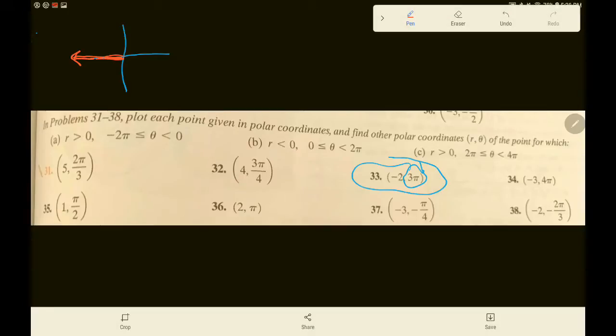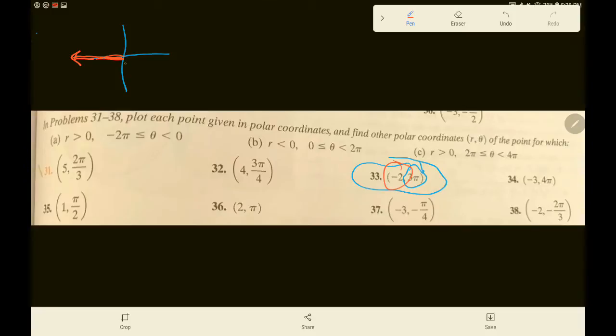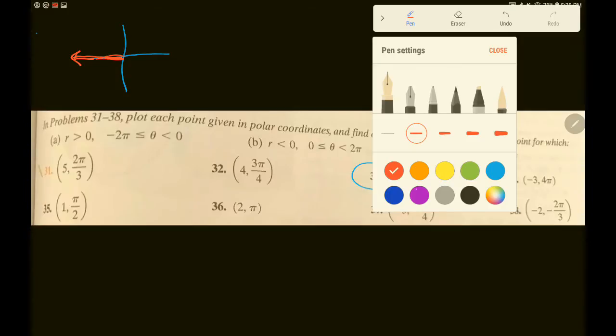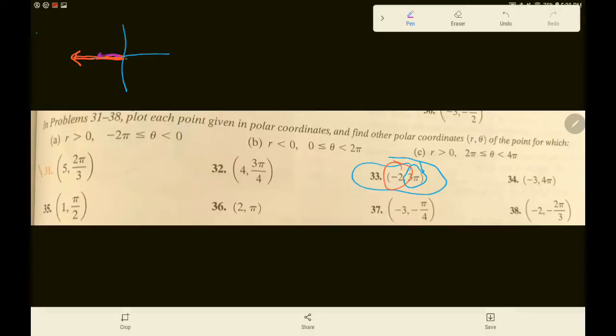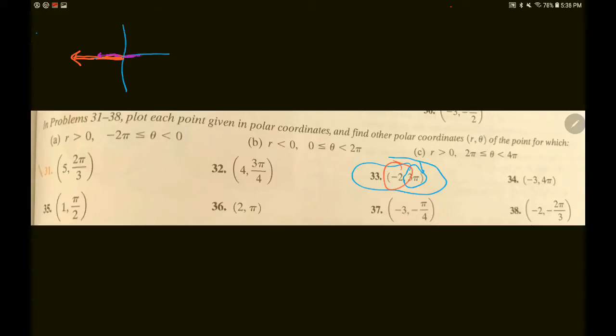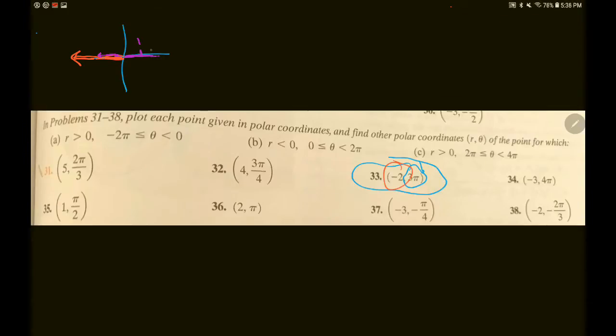So then all we need to do, once we have that angle of 3 pi, is look for r. Now, if r were positive, let me get purple. If r were positive, it would be some distance along this angle, but r is negative, so it's actually in the opposite direction of this angle. So it is 1, 2. So this is the point we're looking for.